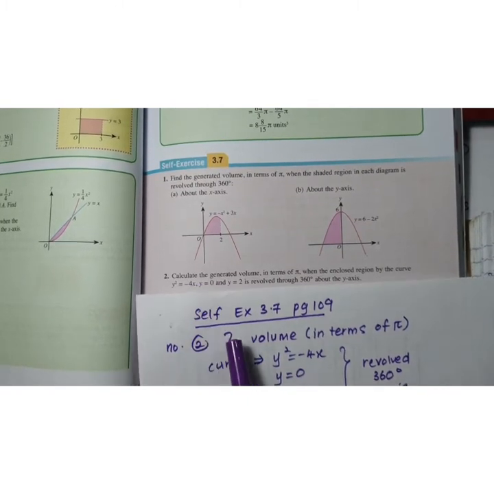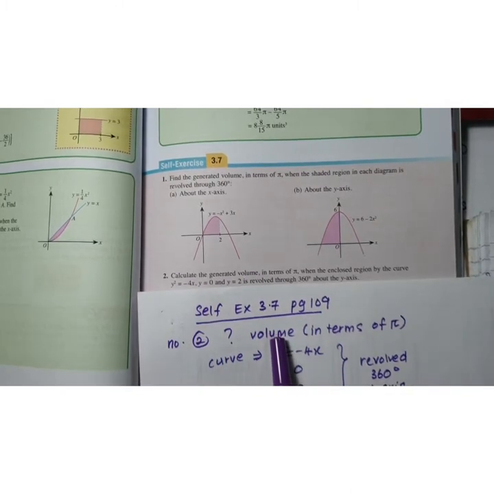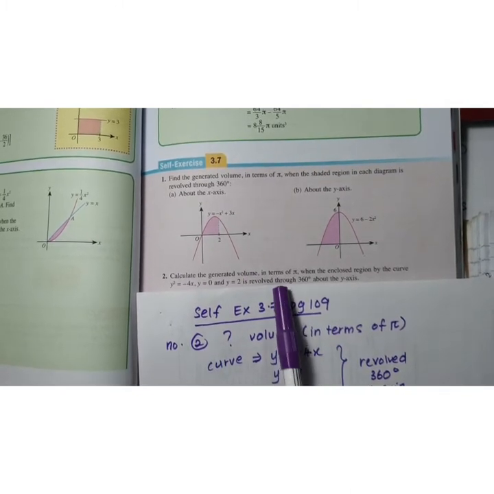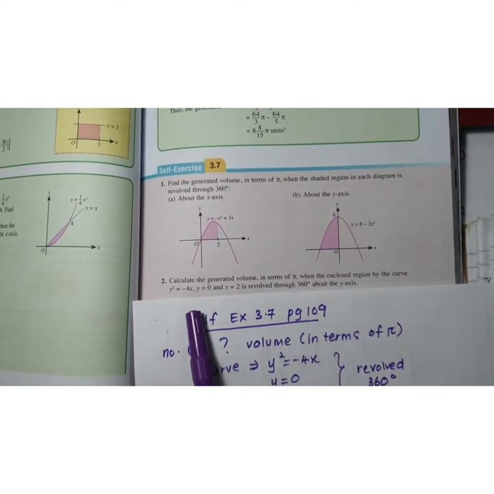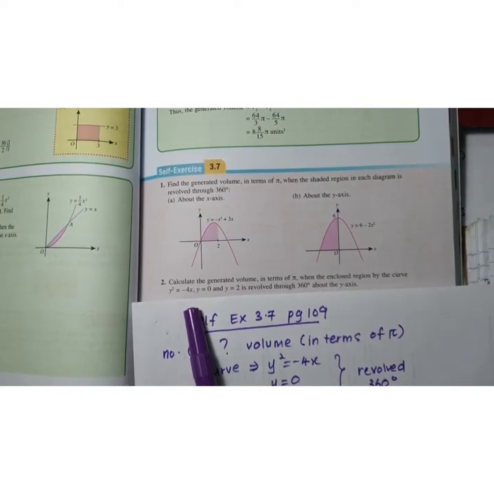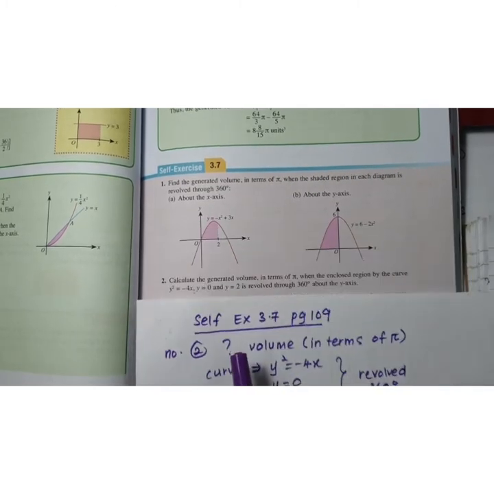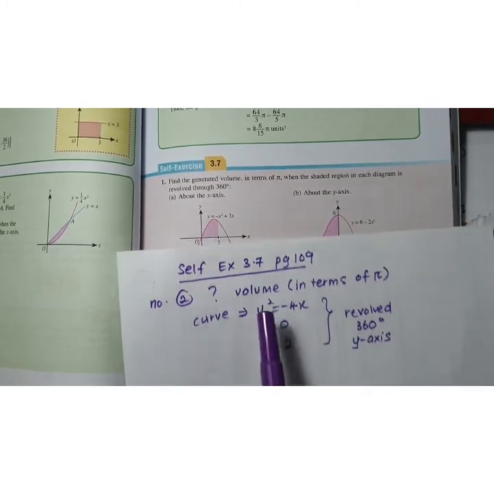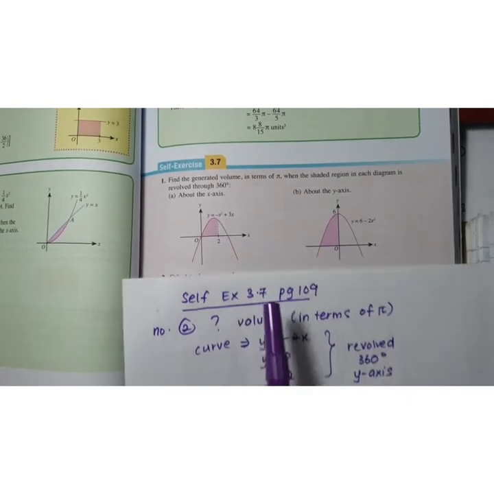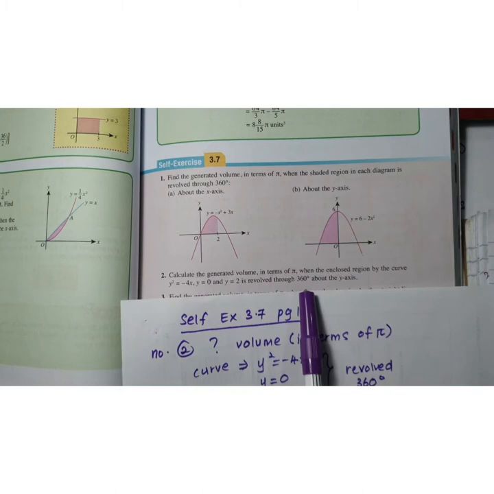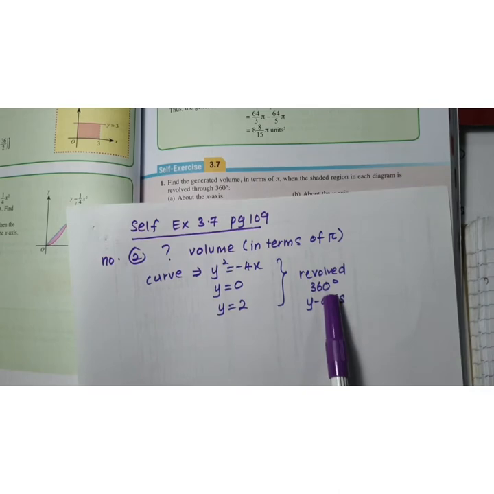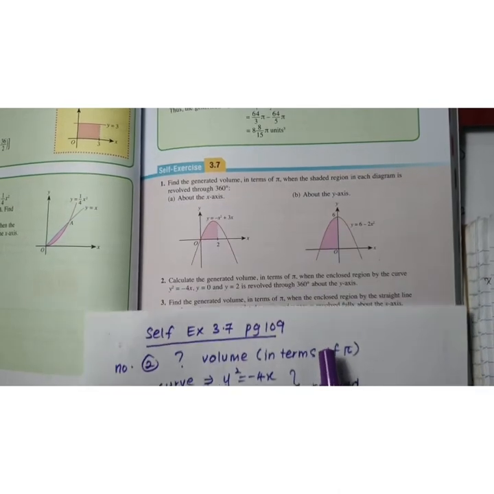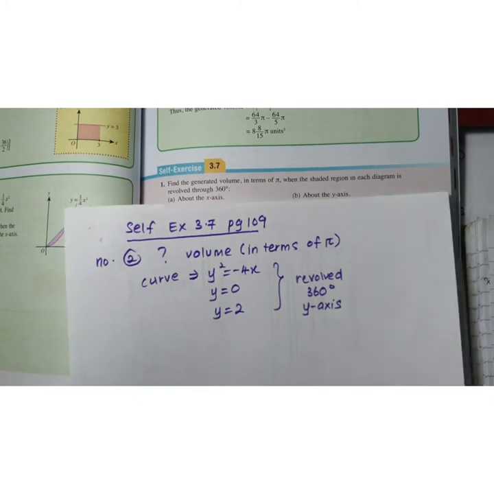Calculate the volume, so you write V for volume. The question asks in terms of pi. The enclosed region by the curve, bounded by the curve, the line y equals 0 and the line y equals 2, and then revolved 360 degrees about the y-axis. So they ask you to find the volume revolved 360 degrees about the y-axis. Okay, let's find it.